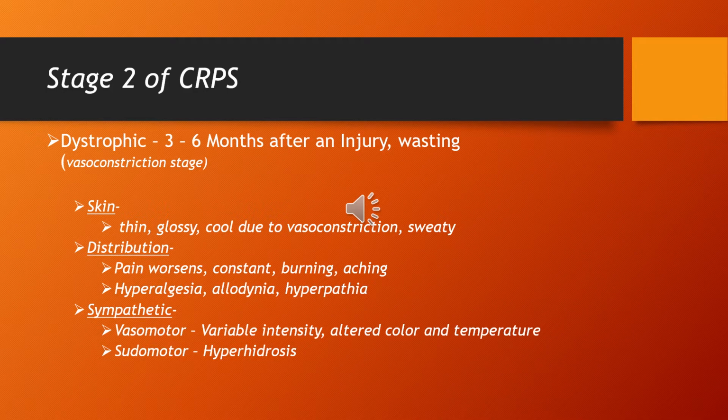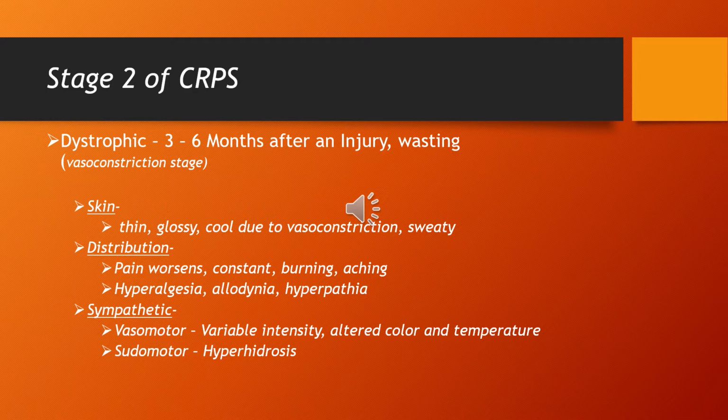You can also start to see wasting of the limb, possibly due to atrophy, lack of motion, lack of muscle sensitivity, and also muscle control. And this is the vasoconstrictive stage. You have vasoconstriction here, whereas in the acute stage we had vasodilation. So with that said, the skin is going to appear very thin, glossy, very shiny, cool due to vasoconstriction versus the acuteness being vasodilated and very warm. But you also will have this sweaty condition, the hyperhidrosis, in this level.